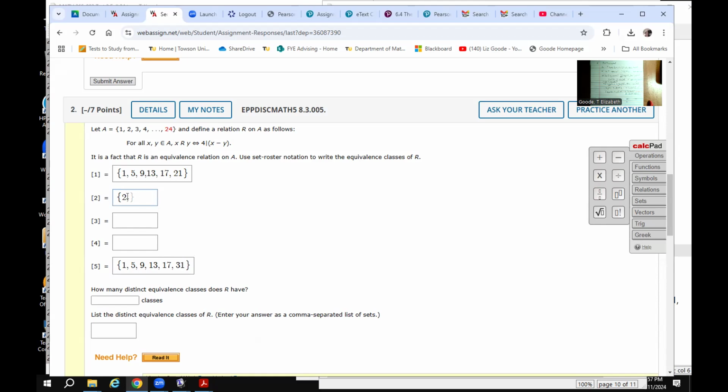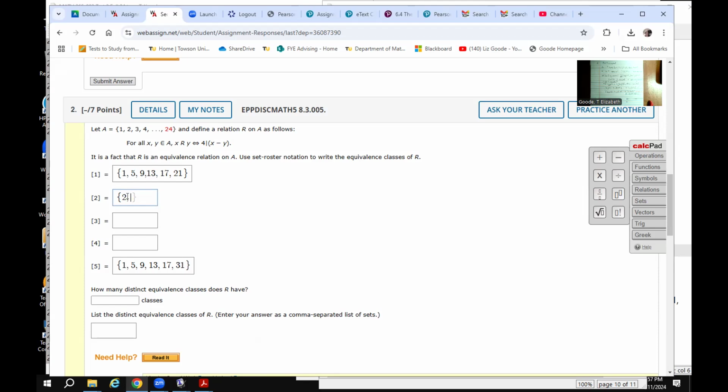What's 2 minus 4? -2. And does 4 divide -2? No, it doesn't. 4 is bigger than 2. 4 can't divide into 2. So would 2 be the only one in its equivalence class? Jump by jumps of size 4.